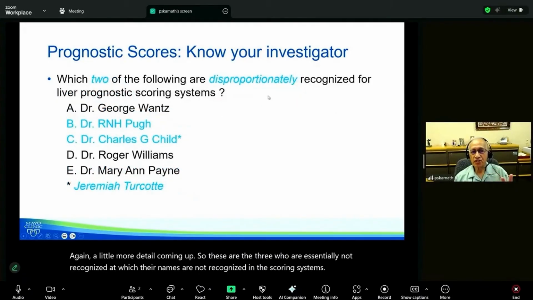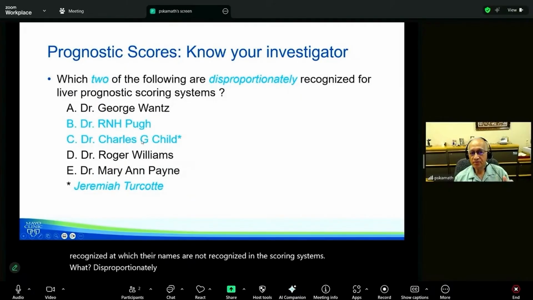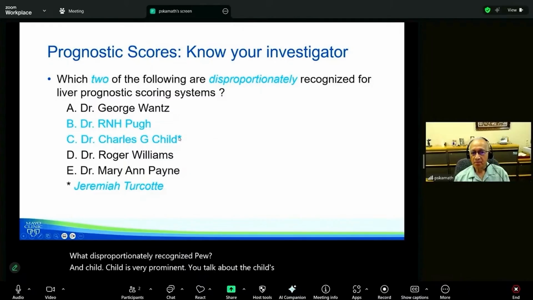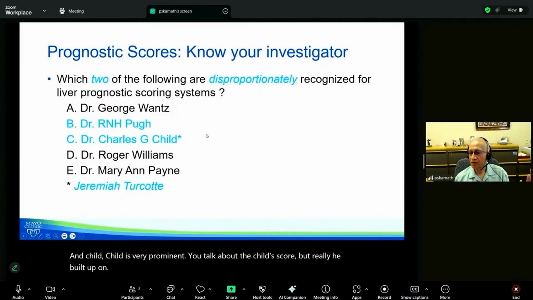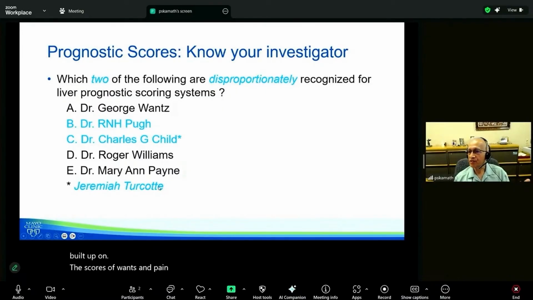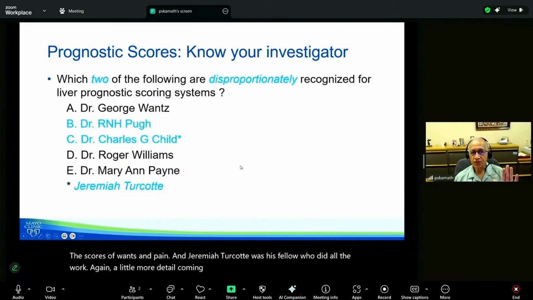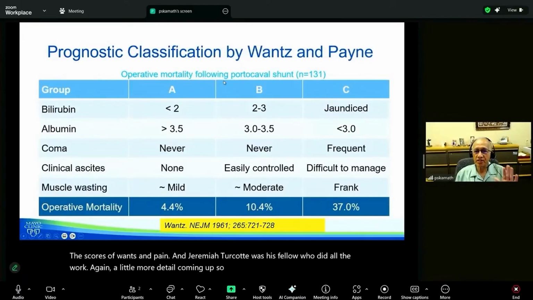Who are disproportionately recognized? Pugh and Child. You know, Child is very prominent. You talk about the Child score. But really, he built up on the scores of Wants and Payne, and Jeremiah Turcott was his fellow who did all the work. Again, a little more detail coming up. So remember this in your prognosis.